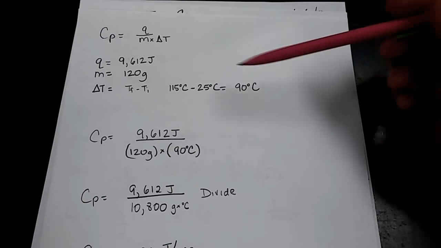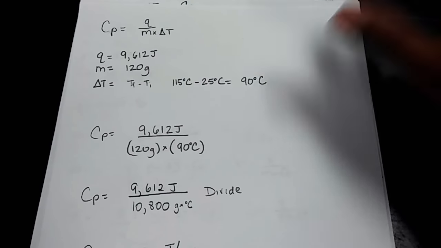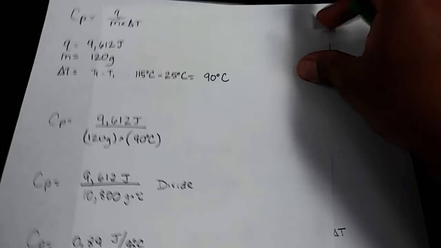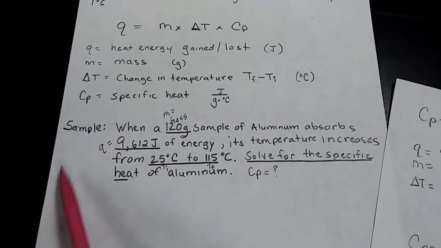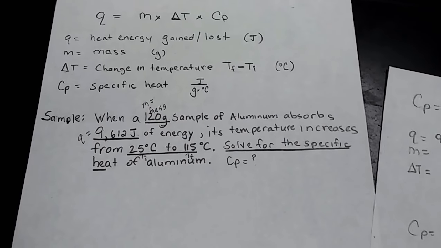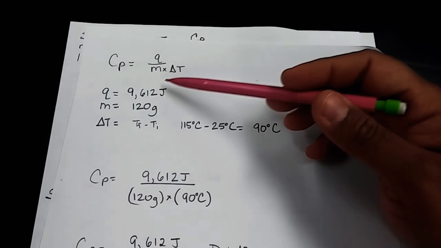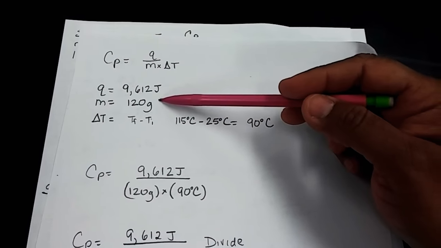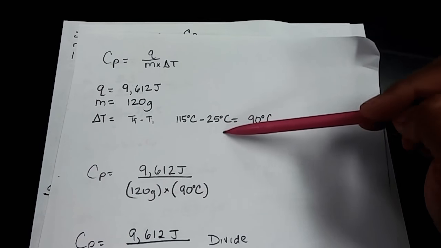The thing you might want to keep in mind is remember I had labeled the question to show what everything stood for, and that's something you should do so that you don't get confused. On top of that, I wrote it down to show exactly what every variable stood for. So this was my Q, my M, and my delta T, which I subtracted, and it showed me 90 degrees Celsius.